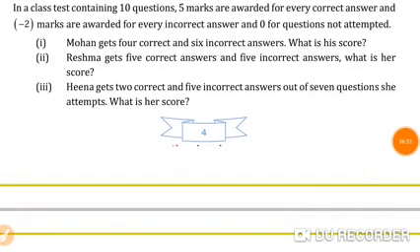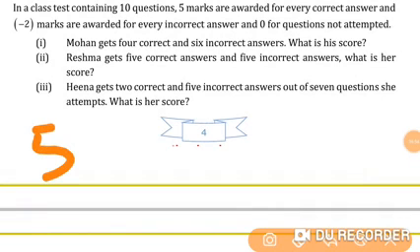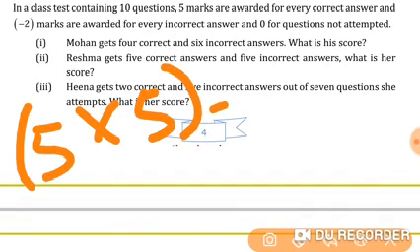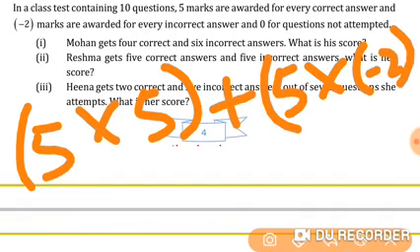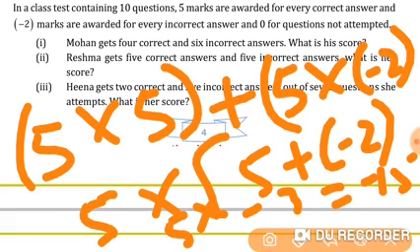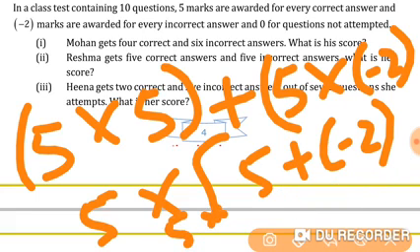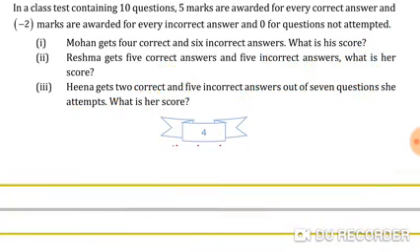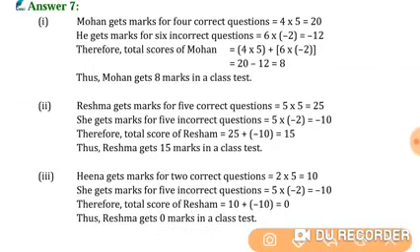Reshma gets 5 correct, means 5 into 5, plus 5 incorrect, 5 into minus 2. Both are 5, so you can take the property, 5 into plus 3 (sorry, not minus 3), 15 marks she got. So you can check the answer. Reshma gets the marks for 5 correct, 5 incorrect. So 25 plus of minus 10, 15.